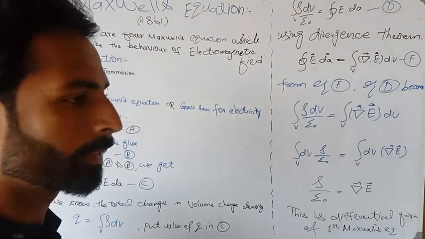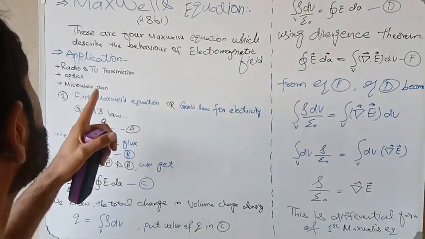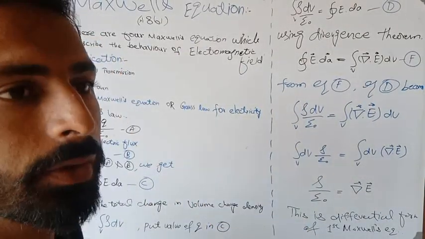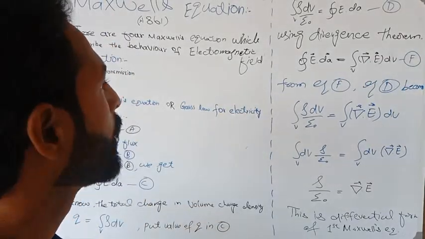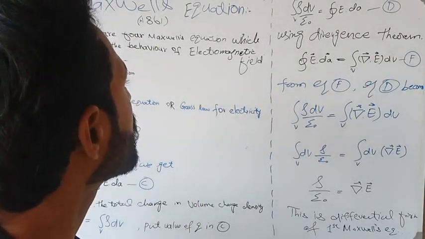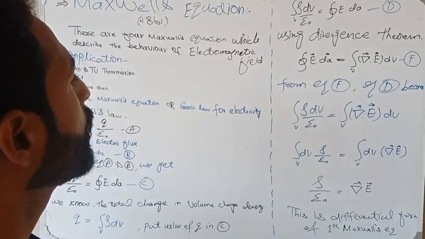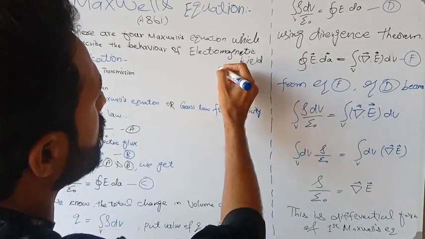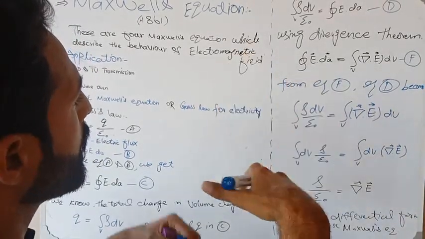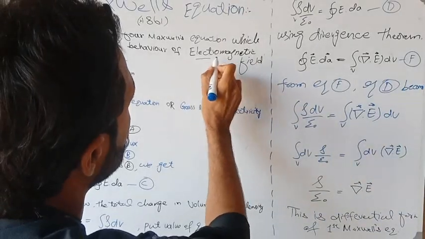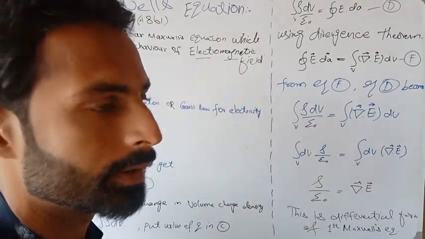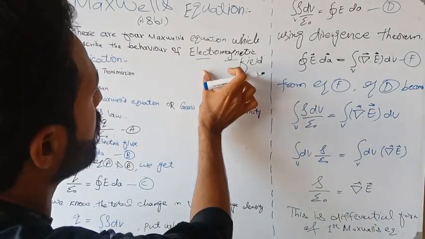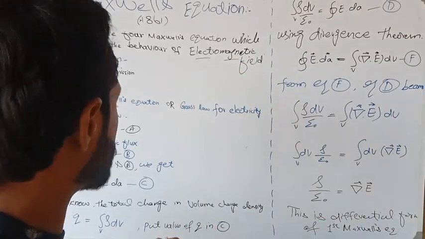Today we are going to discuss Maxwell's equations. First of all, what are Maxwell's equations? They describe the behavior of the electromagnetic field. What is an electromagnetic field? It is a combination of an electric and a magnetic field. When is it generated? When a charge is accelerating, the electromagnetic field is generated. When a charge is moving or accelerating, this pattern of field will be generated.